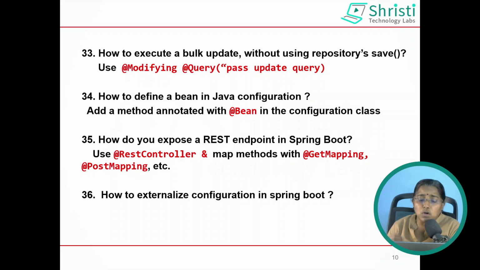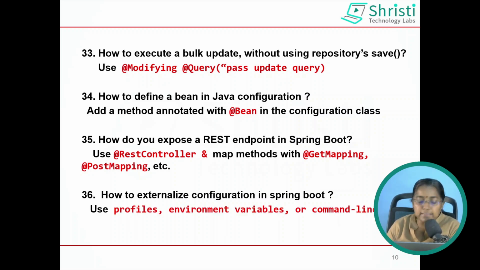How to externalize configuration in Spring Boot? What are the different ways in which we can provide configuration details for our Spring Boot application? Let us see the answer. Use profiles, environment variables, command line arguments. While running your Spring Boot application as a jar file, you can provide the details in command line arguments or using environment variables or using profile. If I want to pick and choose a particular profile during the runtime, I can provide it using environment variables or using command line arguments.